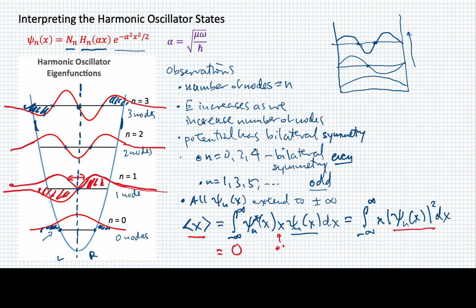This would also be true, by the way, for the particle in a box. If we were to evaluate the average position of the particle in the box, we would find that it would always be halfway across the box. It would basically always be in the middle of the box.